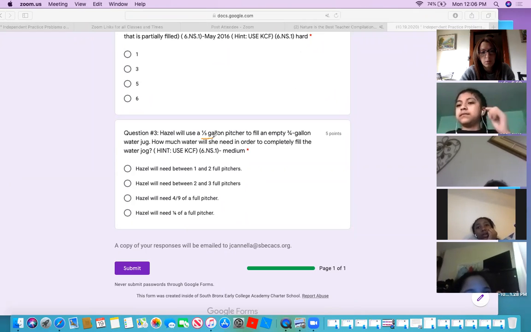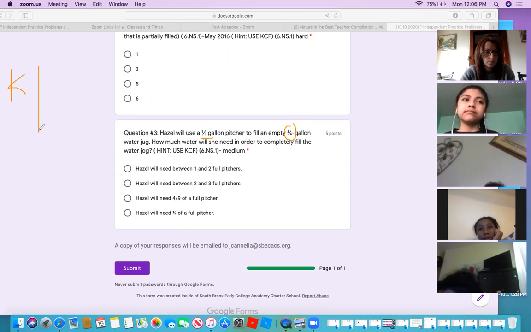Hazel will use a 1/3 gallon pitcher to fill an empty 3/4 gallon water jug. How many pitchers will she need in order to fill the water jug?